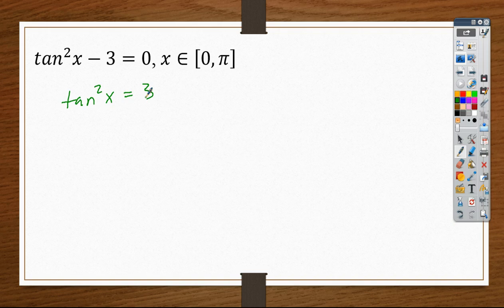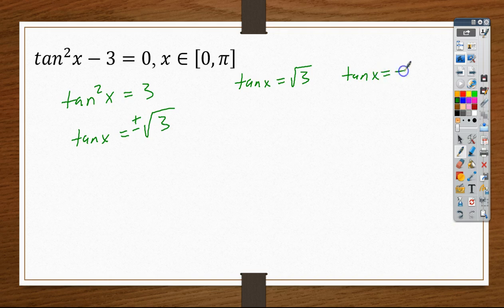And so what do I got to do? Again, I got to ask myself, how do I undo squaring? I take the square root. So tangent of x is equal to square root of 3. But I can't forget that when I take the square root, it's plus or minus square root of 3. So reality is I have two equations here. My two equations are tangent of x is equal to square root of 3, and tangent of x is equal to negative square root of 3.